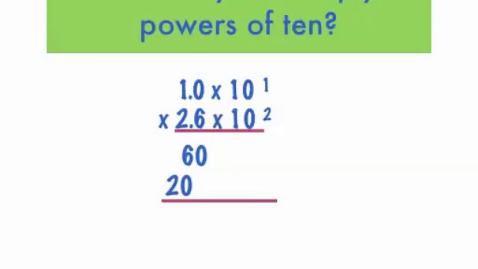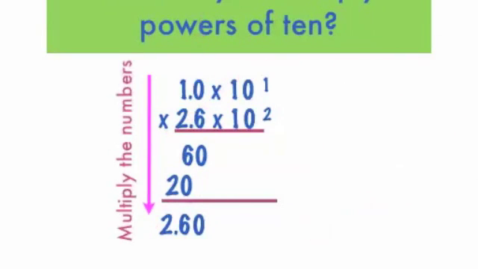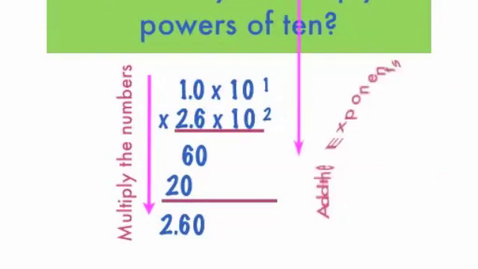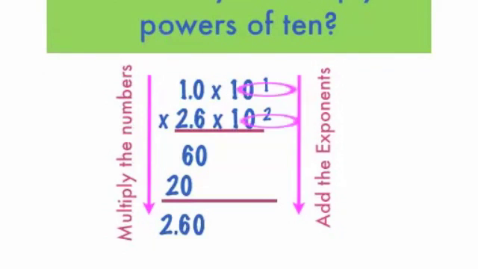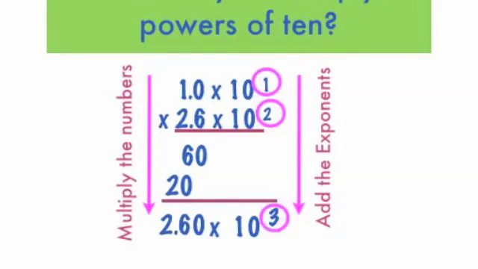First thing we do is we multiply the numbers, and then we add the exponents to get 2.6 times 10 to the 3.